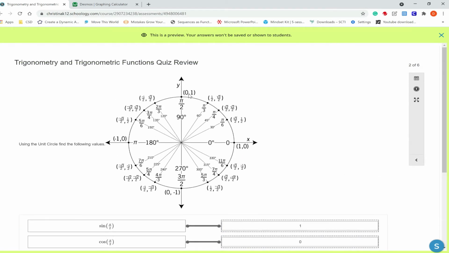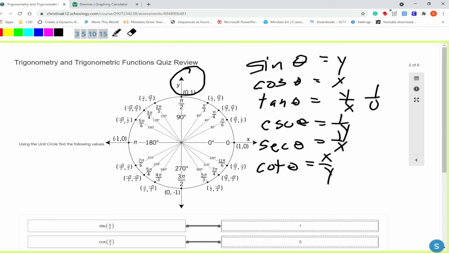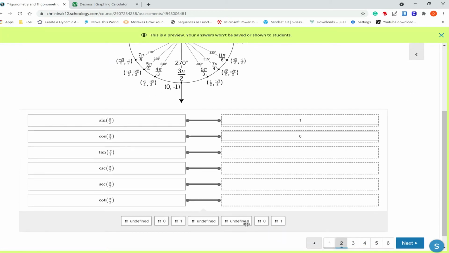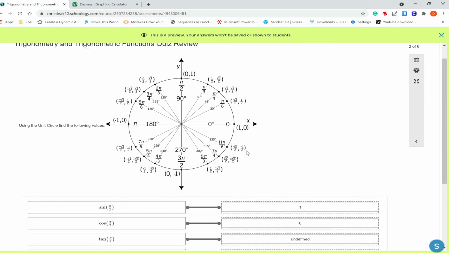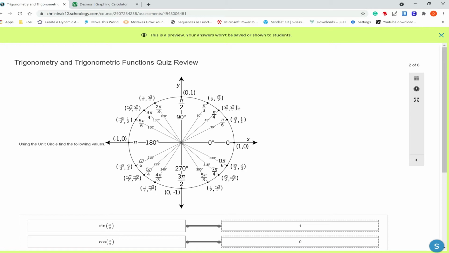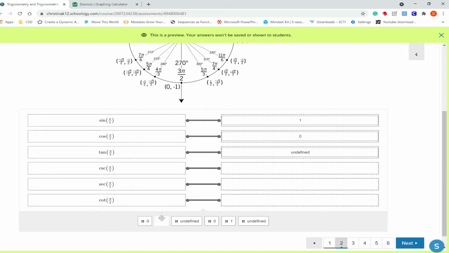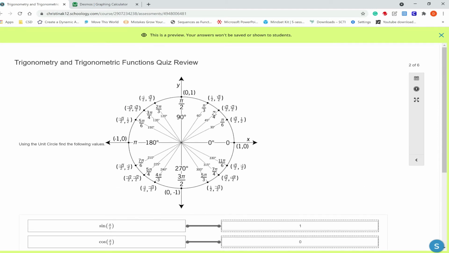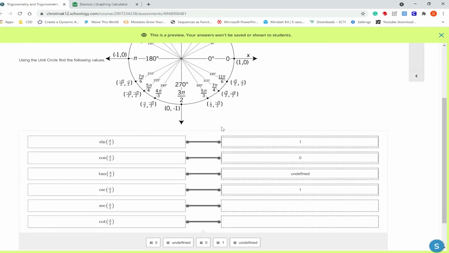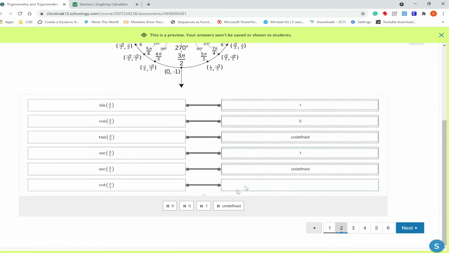Tangent is going to be y over x. So in this situation, let's write this out. 1 over 0, we can't have it, so that's going to be undefined. Cosecant is going to be 1 over y, so the y value is 1, so the correct answer is going to be 1. The secant is going to be 1 over the x value, which is 0, so that's also going to be undefined.